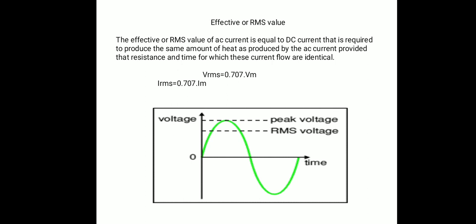So for each AC current there is an equivalent DC current, and that equivalent DC current is called the RMS value. Both values, that is the AC current and that equivalent DC current, can produce the same amount of heat in the same amount of time with the same appliance or the same heater.